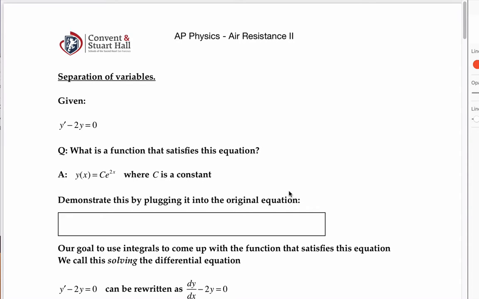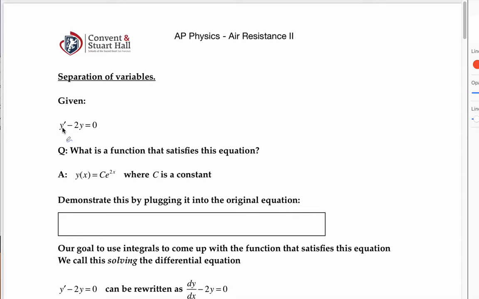solving AP Physics questions. So the technique we're going to talk about, we talked about this last class, but I want you to review this and actually write what I'm writing and take notes on this because we're going to be using this in the next 2 or 3 days. It's a technique called the separation of variables. So I'm going to start with one kind of differential equation that looks like this.